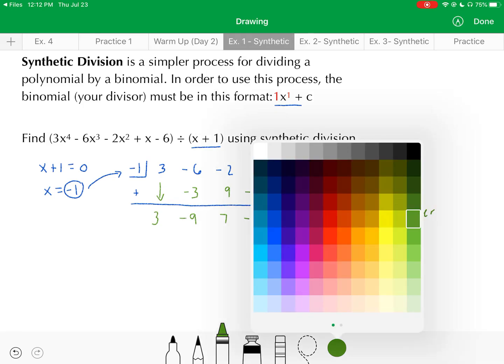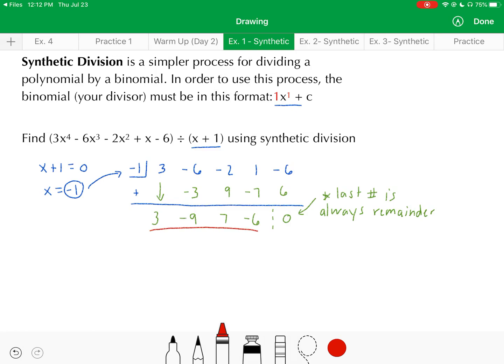All right, so now we focus on these four values. The 3, -9, 7, and -6, they give us the coefficients on our quotient, okay? And what we have to reason out is the powers on the variables that correspond to each of these coefficients, okay? So think about it. If your divisor is x plus 1, where x is to the first power, and then your dividend has a highest power of 4 in it, when you perform that division process, the resulting quotient should have a highest power of 3, right?